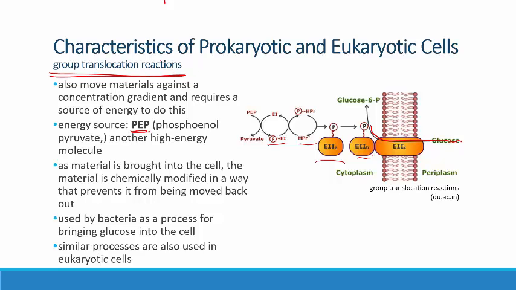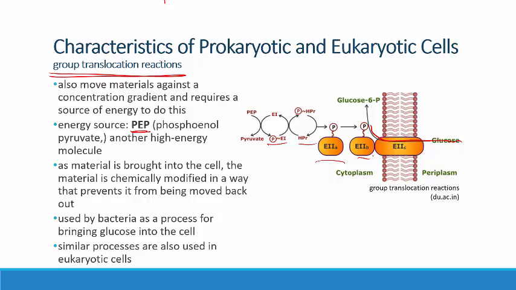And glucose isn't the only thing that's moved into cells by these group translocation reactions, but it's a great example of it. So with group translocation reactions, we bring material into the cell, modify it chemically so that it can't be moved back out of the cell, and then the material can be used later on. And it's done with an energy source, this time PEP, or phosphoenol pyruvate. PEP is the only thing I'm going to ask you to learn or know about that. You don't need to spend a lot of time trying to memorize phosphoenol pyruvate at all.